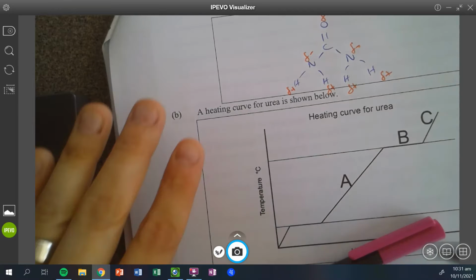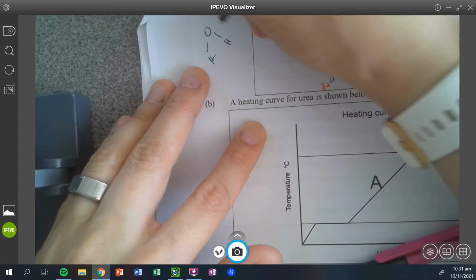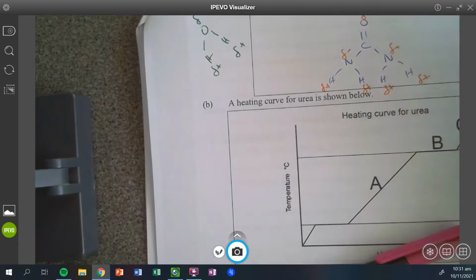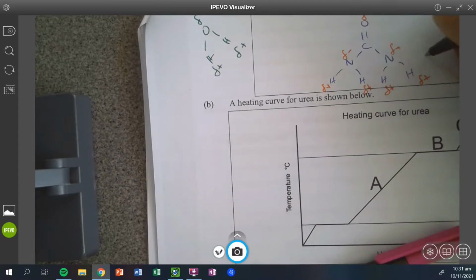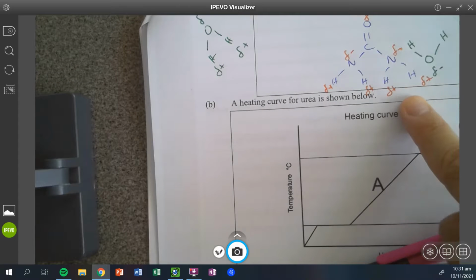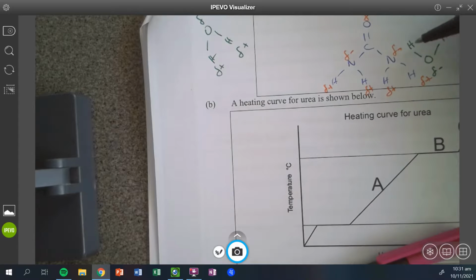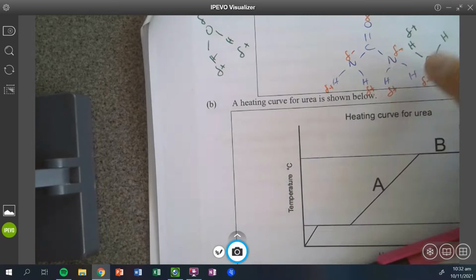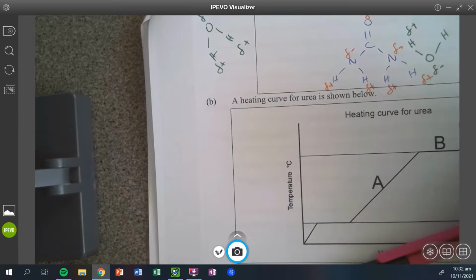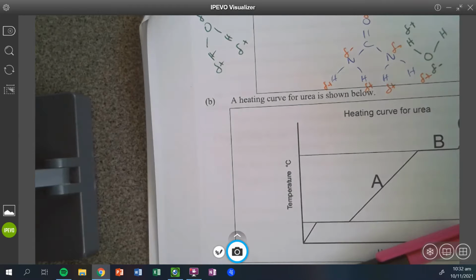So if you remember with water, that end is slightly negative and this end is slightly positive. So you just need to line the molecules up so that the positive and negative match. For example, if I was trying to draw this up, what I could do is put the oxygen there, the hydrogen there, so that the negative oxygen is aligning with the positive hydrogen of my urea molecule. And then the hydrogen of the water is slightly positive, and it's aligning up with the negative of the nitrogen.